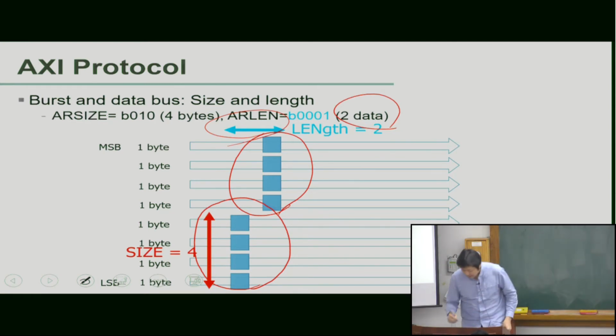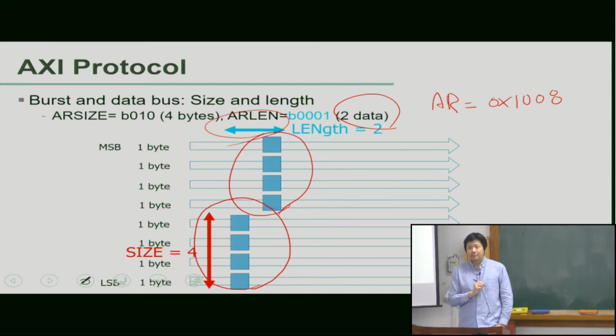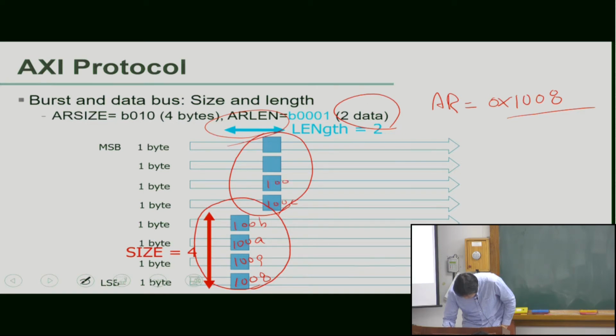Let's say the starting address was 1008. Then this 1008 will be placed here. This one is 1009, 100A, 100B, 100C, 100D, 100E, 100F, like this, in byte addresses.